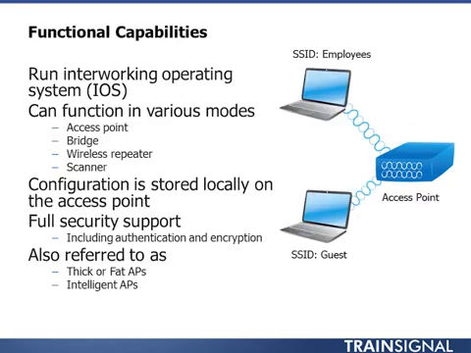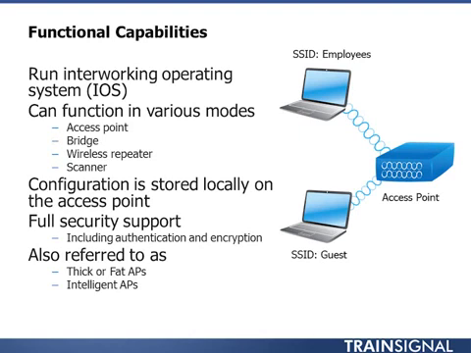Now, they will run the Cisco IOS operating system, and you can have them operate in different modes. So you can have it operating in the normal access point mode where different clients are connecting to it. You can have it operating in a bridge mode where you're using the access point to interconnect different wireless LAN segments. You can have it operating as a wireless repeater. In a repeat mode, it relays the same information to the next wireless node.